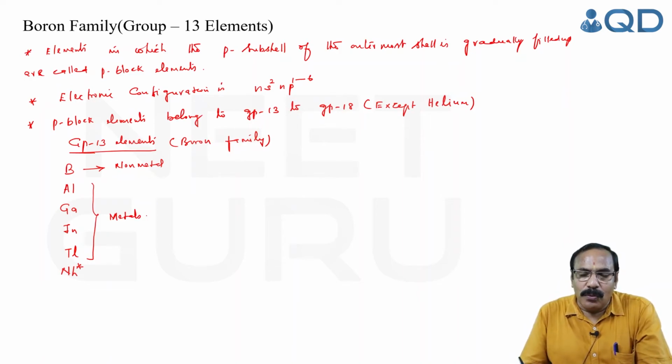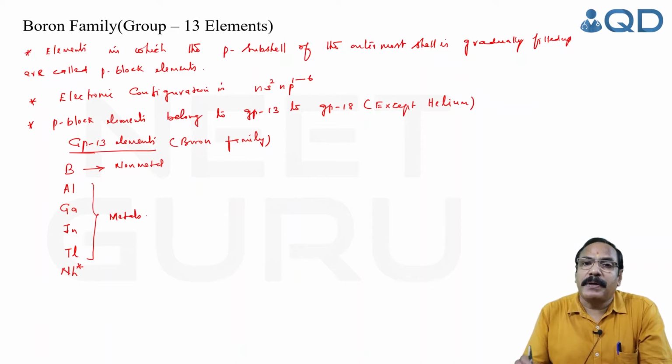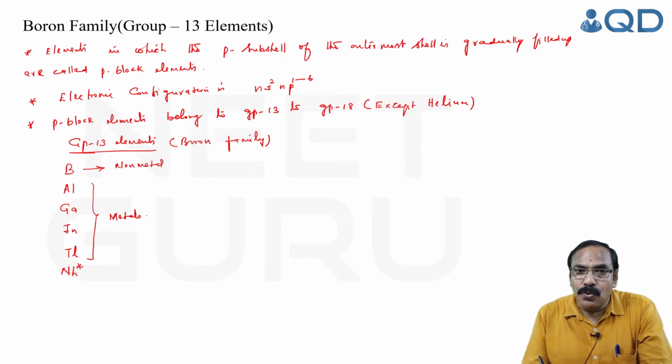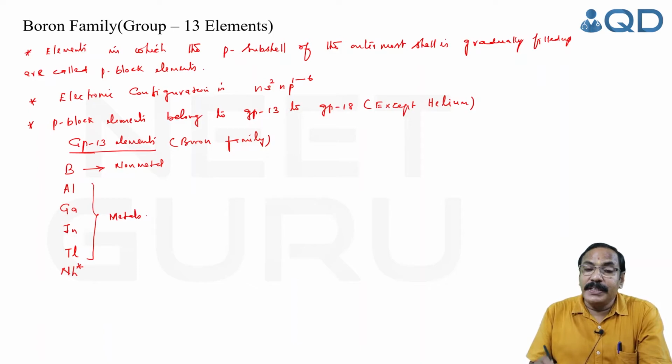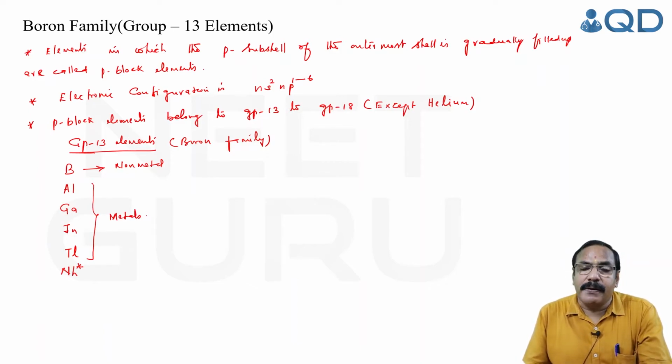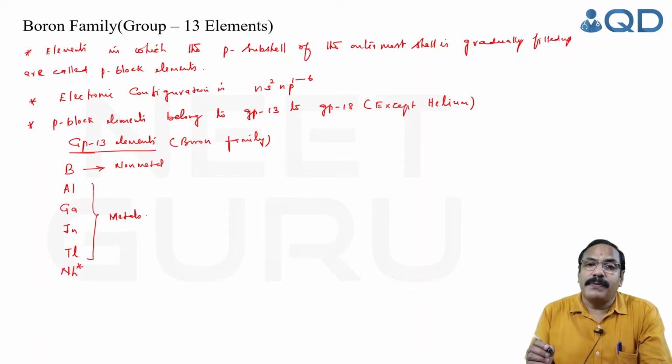As you move down the group, the tendency to show an oxidation state 2 units less than the group oxidation state is observed. It is because of a property called inert pair effect. I repeat, in p block, as you move down the group, the tendency to show a lower oxidation state, 2 units less than the group oxidation state, is observed. It is due to inert pair effect. Inert pair effect is due to poor shielding effect of inner d and f electrons.